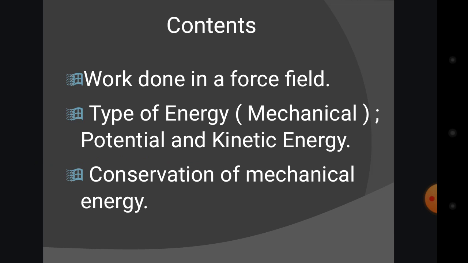So for the second week, here are the contexts for physics class. Number one is the work done in a force field. The second one is the types of energy. When we say types of energy, we specify the context here because it's talking about the mechanical ones, which are the potential and the kinetic energy. These are the main contexts for the types of energy that we are to talk about. The last one is the conservation of mechanical energy. So here are the contexts. Okay, let's go and see.